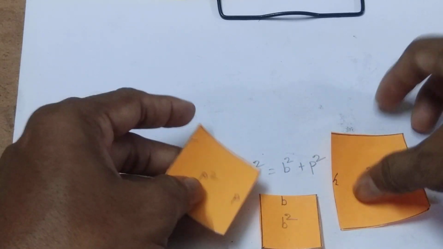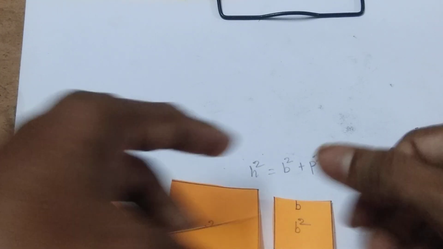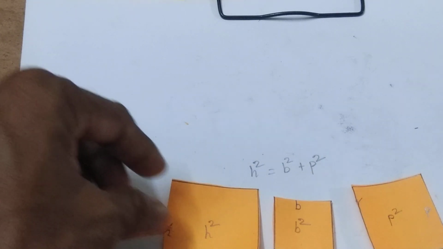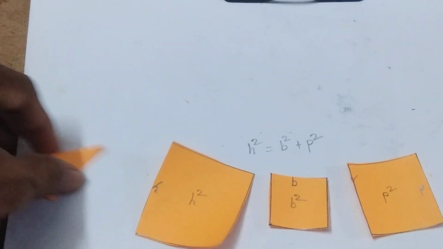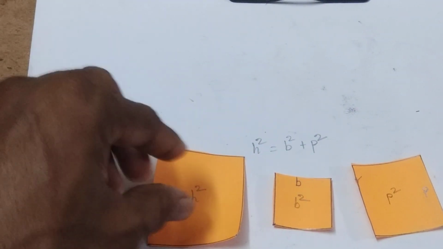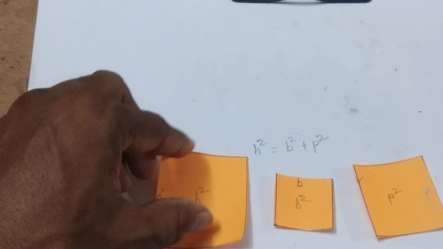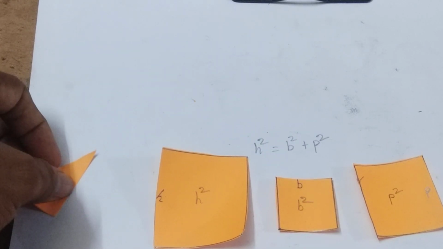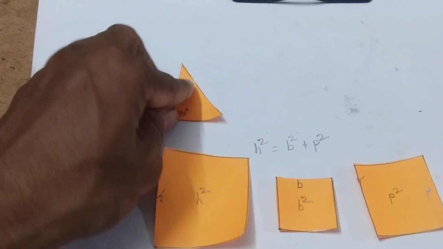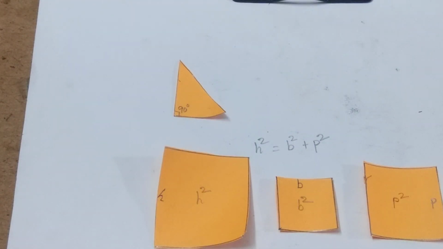Right? Now we found that h square is equal to the sum of b square plus p square. We got that the area of h square is equal to b square plus p square. This is a square of side h, therefore the area is h square. This side is b and the area of this square is b square, and this is p. The area of this square is p square.